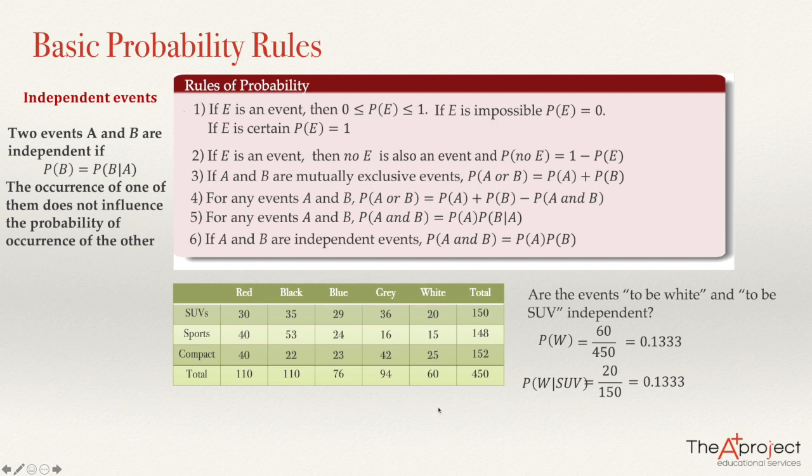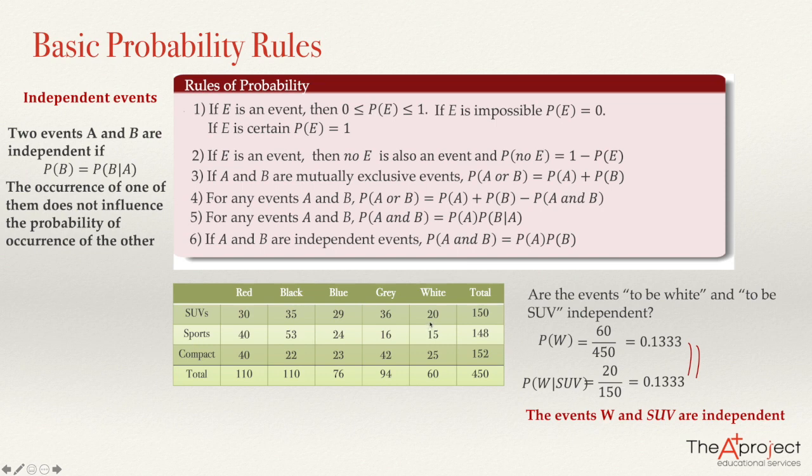So in this example, or in this parking lot, we're going to say that these two events are independent, because if one of them happens, it doesn't change the probability of the other. So in this case, the events W and SUV are independent because the probability of W is the same as the probability of W given SUV.